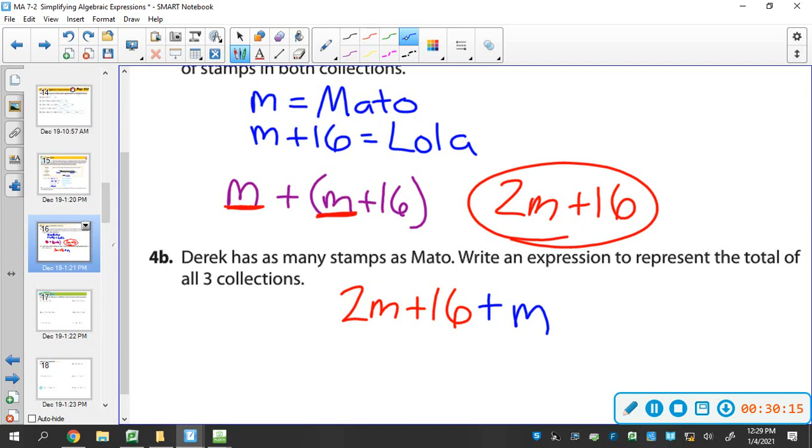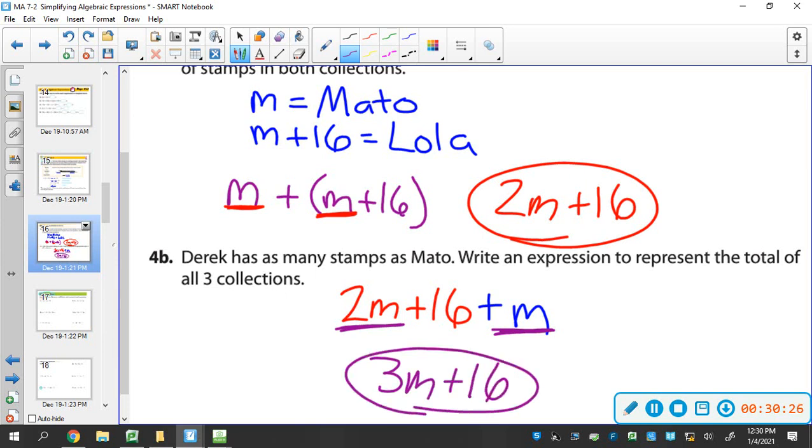Now we have more like terms we can combine. We have 2M plus M, so 2M plus 1M, that would give me 3M plus 16. Again, you can only combine them if they have the same variable with the same exponent. Okay? That is all of the notes.